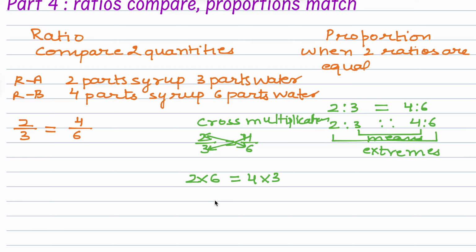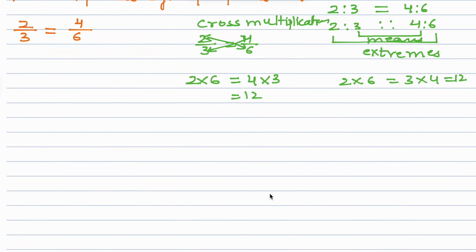Whenever two ratios are in proportion, the product of extremes is always equal to the product of means, which is 12 here. And if you cross multiply, even then you see the same result, which is equal to 12 in both cases. Now it is a pattern which is true for every number. Let's see the mathematical version of it.